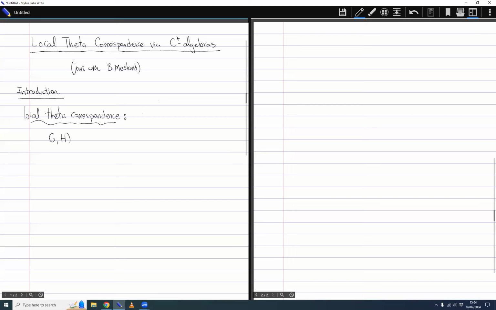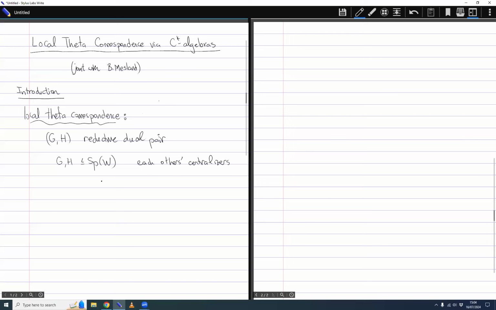Right, so what do we have? We have a suitable pair of reductive groups, a reductive dual pair. This is a configuration of these two groups. They sit inside an ambient symplectic group, and they are each other's centralizers. This is the dual pair formalism introduced by Roger Howe.